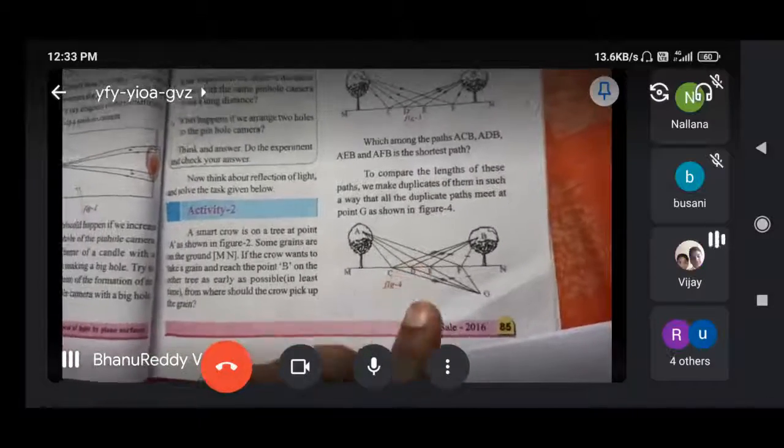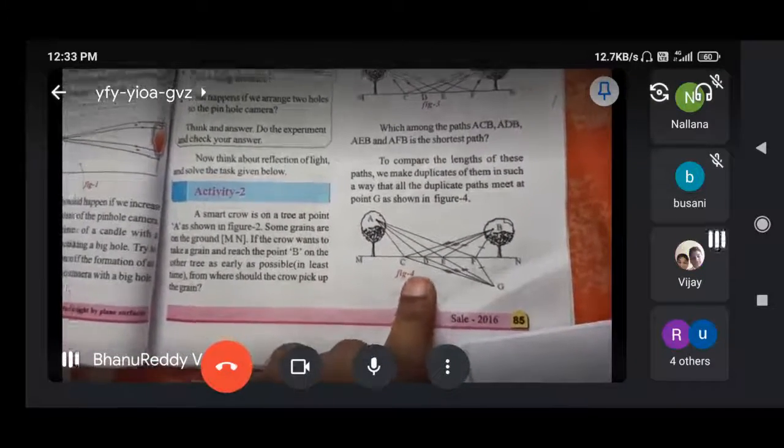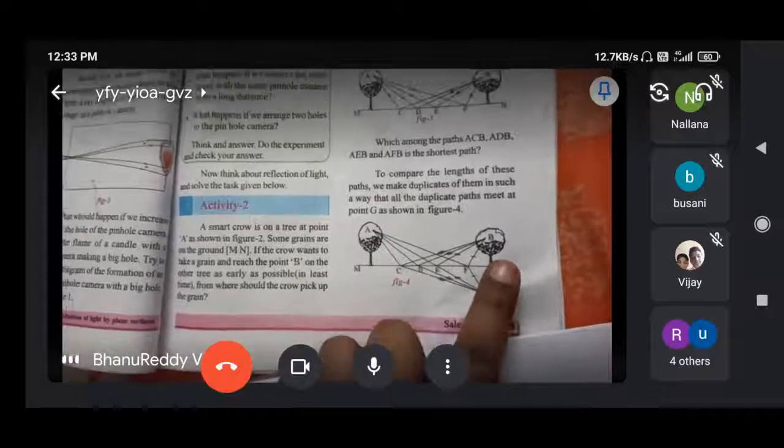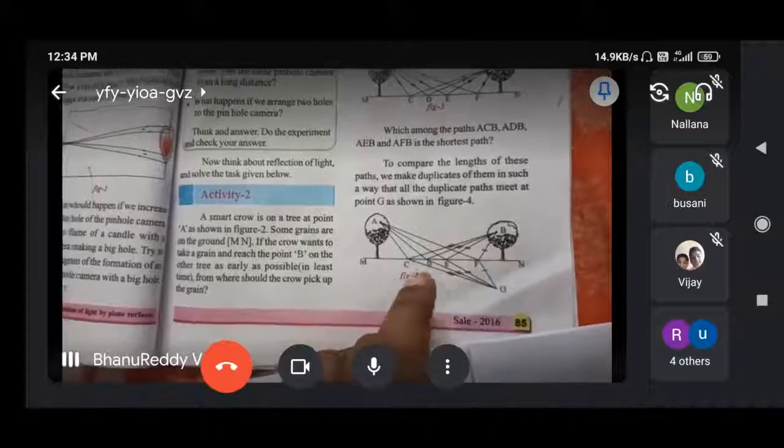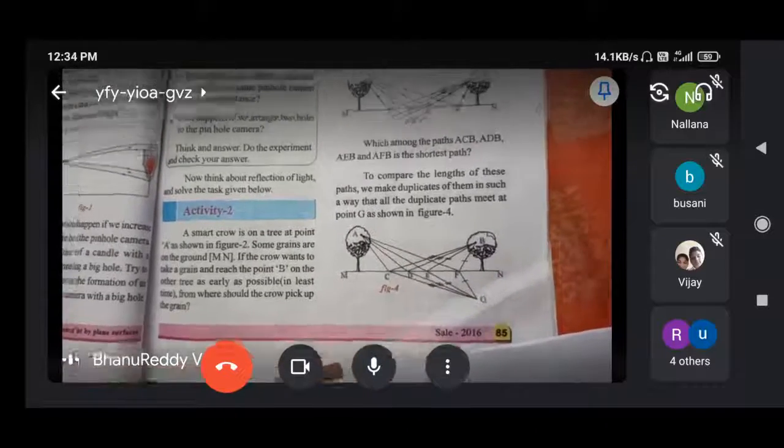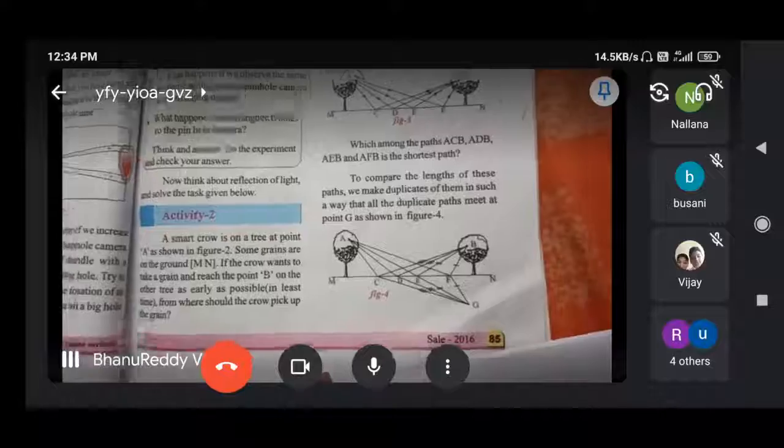First it wants to take one grain and reach the tree B. It wants to reach the tree B. So which is the shortest distance, that only it will select because it is very smart. So why is it selected in that manner?